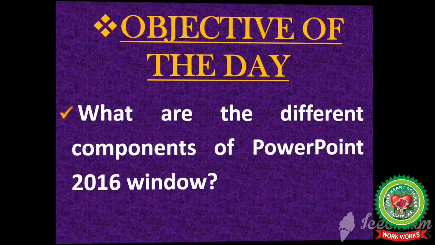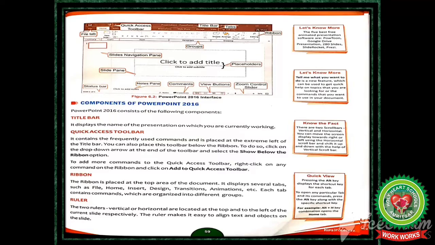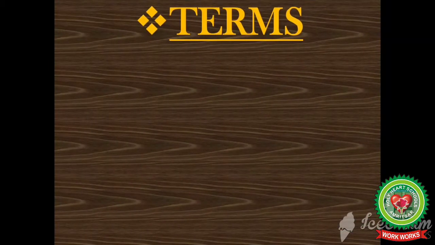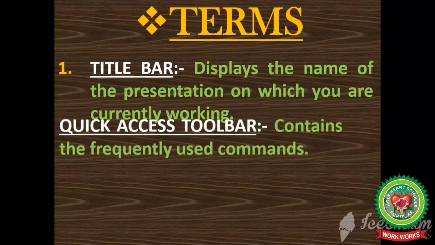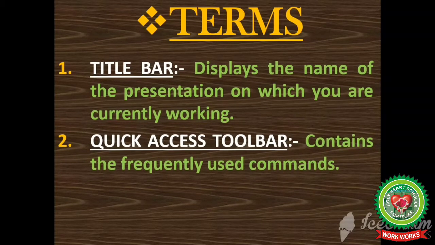So open your computer book at page number 59. Before discussing our main topic, we will discuss the terms, and our first term is title bar. Displays the name of the presentation on which you are currently working. Second is Quick Access Toolbar. Contains the frequently used commands. Frequently means the commands which you use regularly.